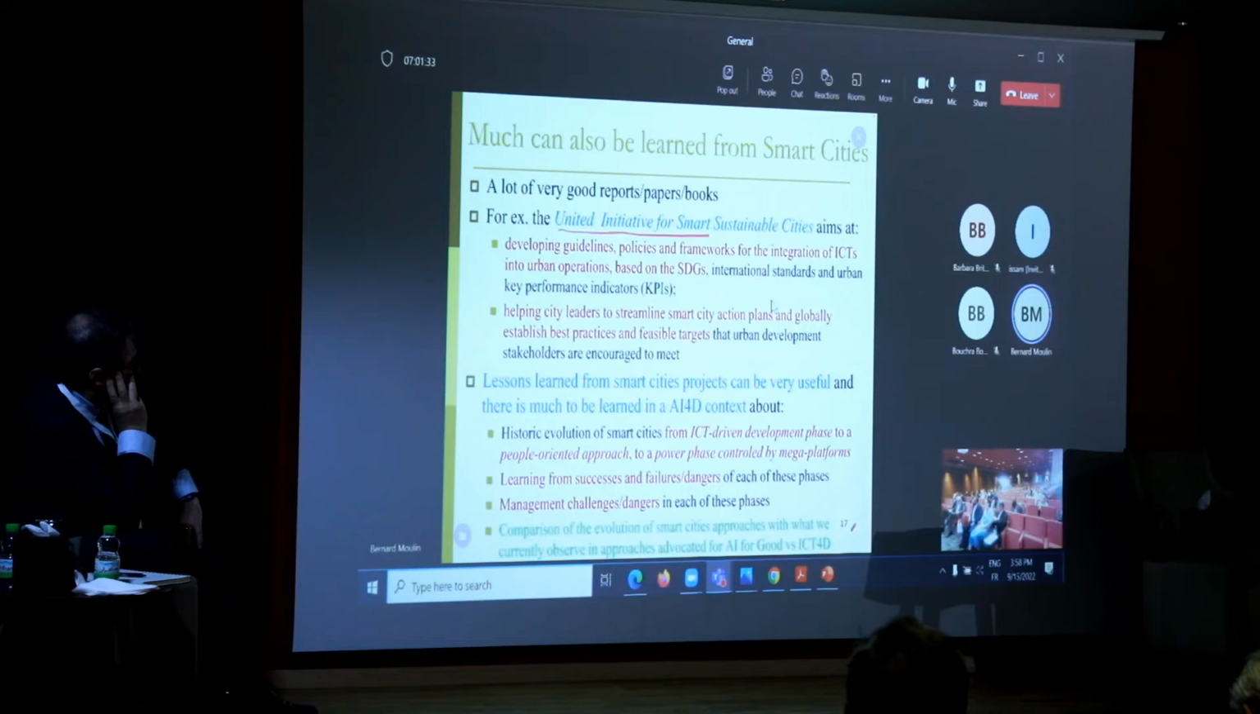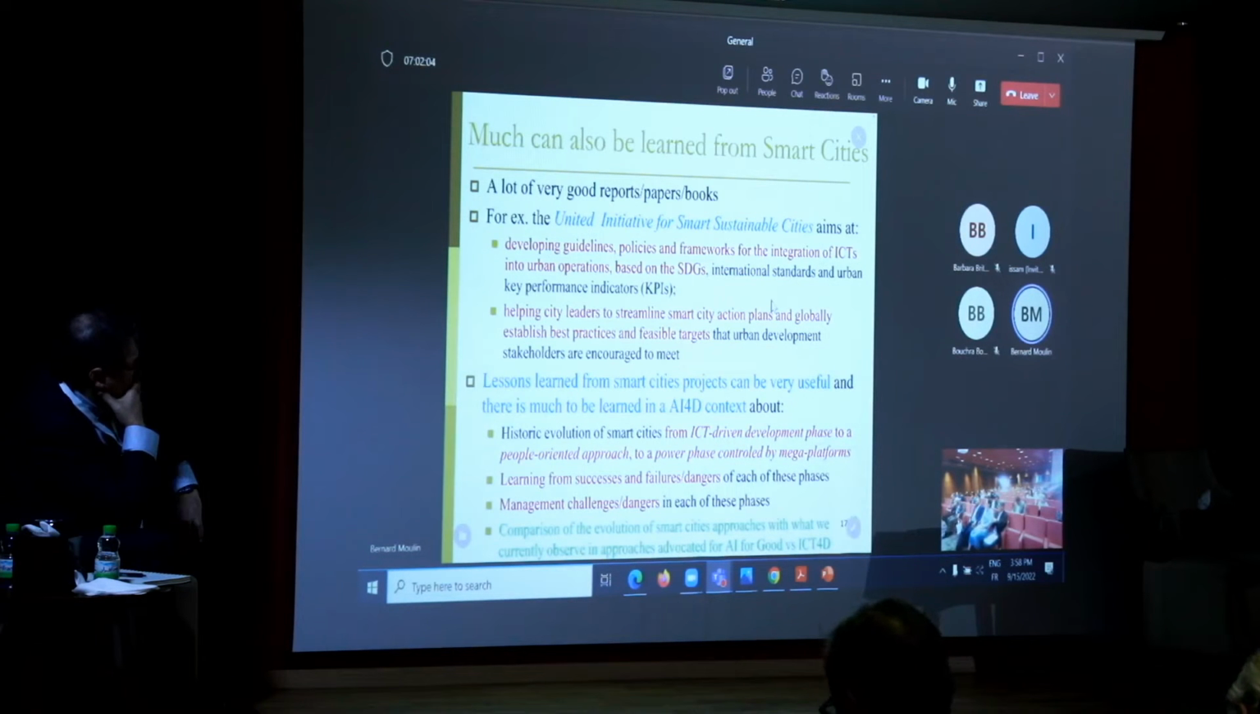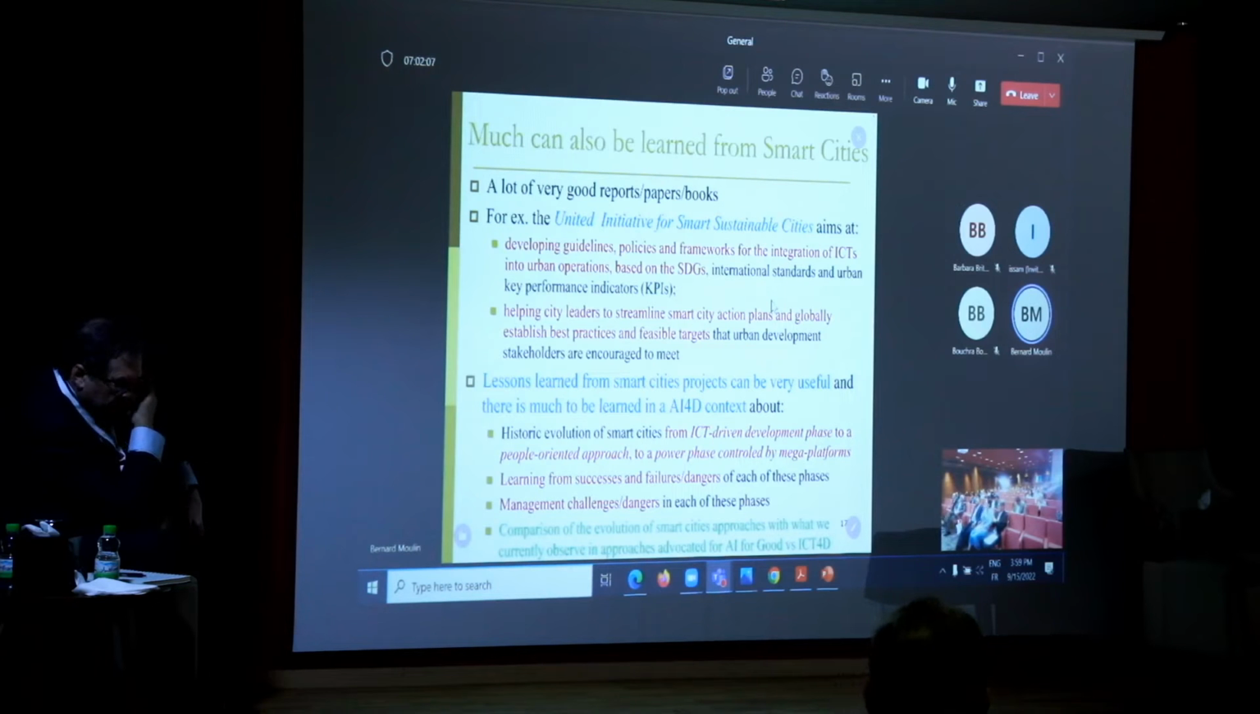For example, this recent white paper aims at developing guidelines, policies, and a framework for the integration of ICTs into urban operation based on the SDGs, which is the main theme of your conference, and also to help city leaders to streamline smart city action plans and globally establish best practices and feasible targets for their projects. So much has to be learned from this community, and I propose you look at that. I put several things in the appendices about that.